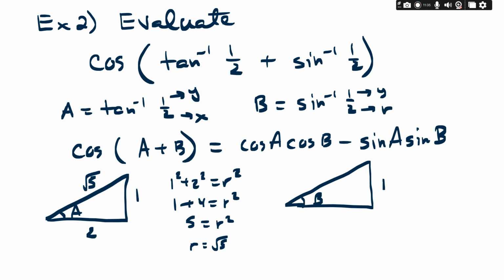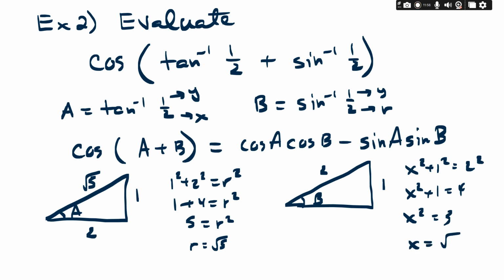sine is y over r, so y is the opposite, r is the hypotenuse, and now we'll go looking for the adjacent side here. x squared plus 1 squared is equal to 2 squared, so x squared plus 1 is equal to 4. How about subtract 1 from both sides? Voila. And how about x equals root 3? Okay, all yours. Can you finish it off?